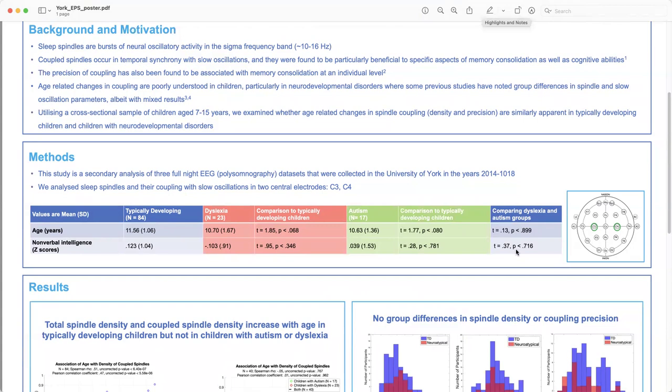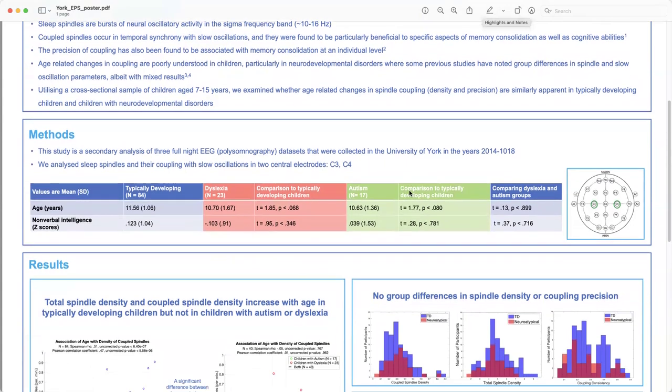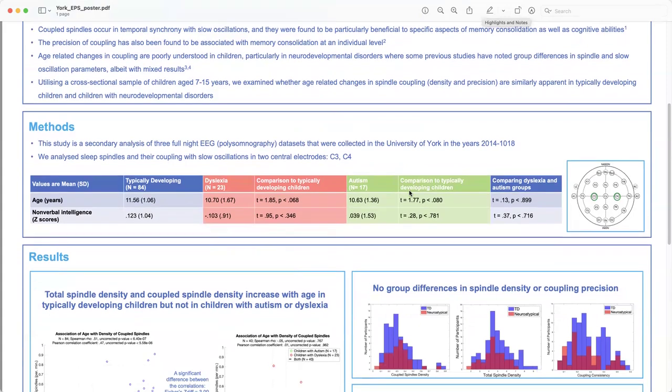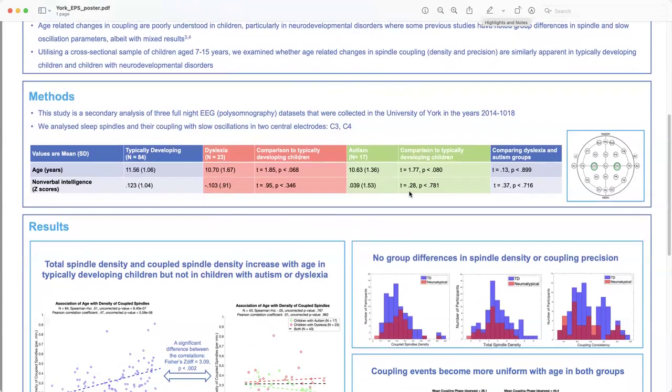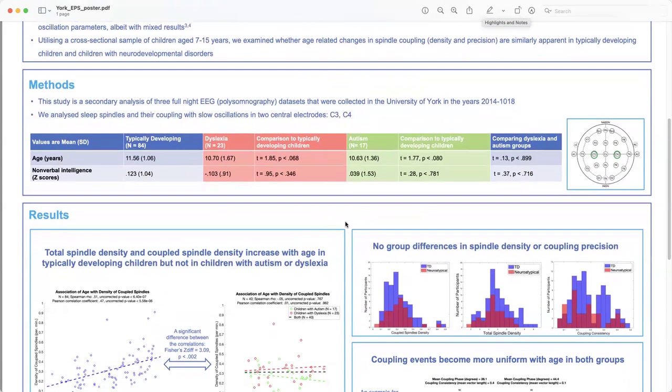Age-related changes in coupling are understudied, both in the typically developing population, but also in the population of children with neurodevelopmental disorders. In this study, we pulled together 3 data sets that were collected at the University of York. That brings our sample size to 84 typically developing children and 40 children with a neurodevelopmental disorder, 23 with dyslexia and 17 with autism. The groups did not differ in terms of age or nonverbal intelligence.